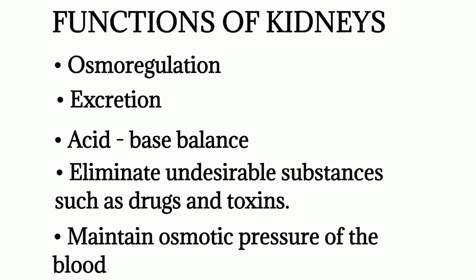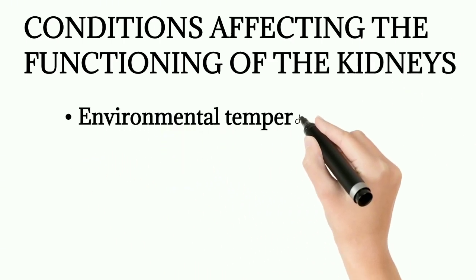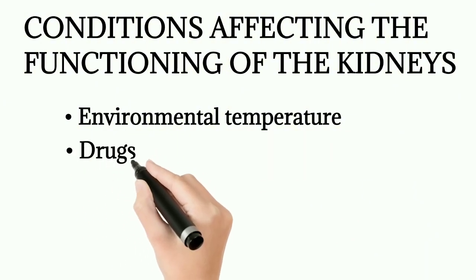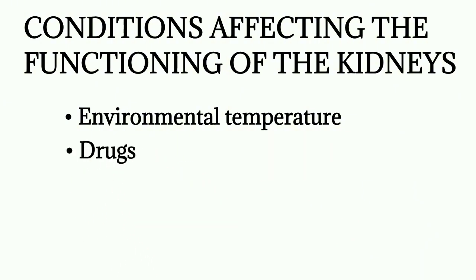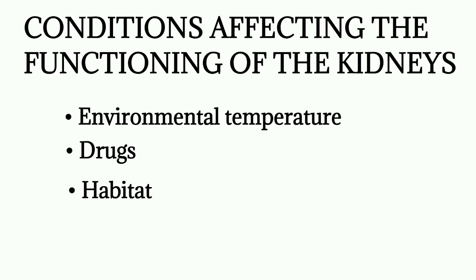Okay? Do you understand? So let's look at conditions affecting the functioning of the kidney. Okay? So the first one is environmental temperature. As I said, the cold and the hot weather. Okay? So on cold weather, the body sweats a little and urinates a lot. So on this condition, the kidney is under stress, to remove excess water and salt from the body. So the second one is drugs. Drugs affect the functioning of the kidney. Most of them affect the function of the kidney, especially the diuretics.